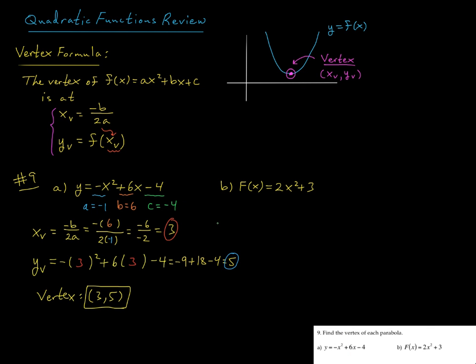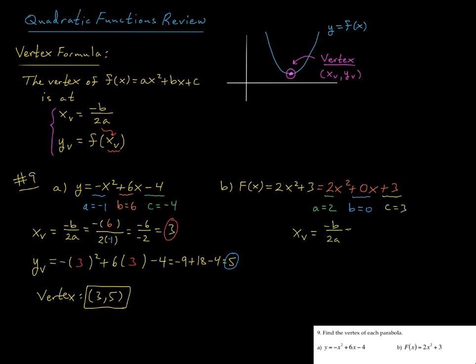How about part B? We have f of x is equal to 2x squared plus 3. So notice here I have the squared term, this 2x squared, and then I have this constant term, the 3, but I don't have a linear term like I had in part A. Now, I can write this expression as 2x squared plus 0x plus 3, just for emphasis, because what we're really saying is, well, a is 2, b here is 0, and c is 3.